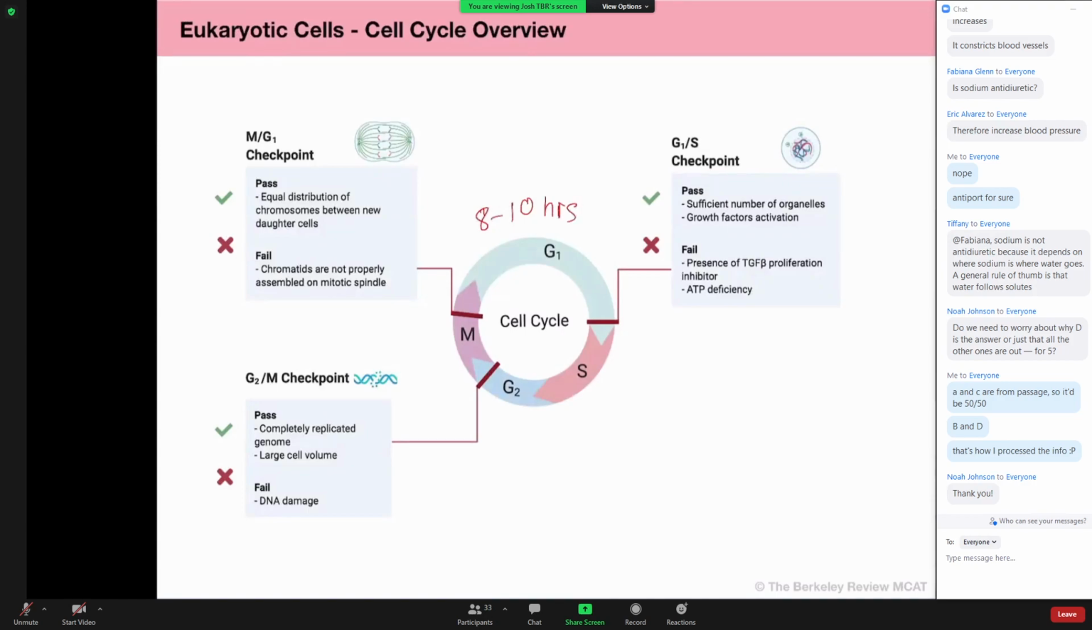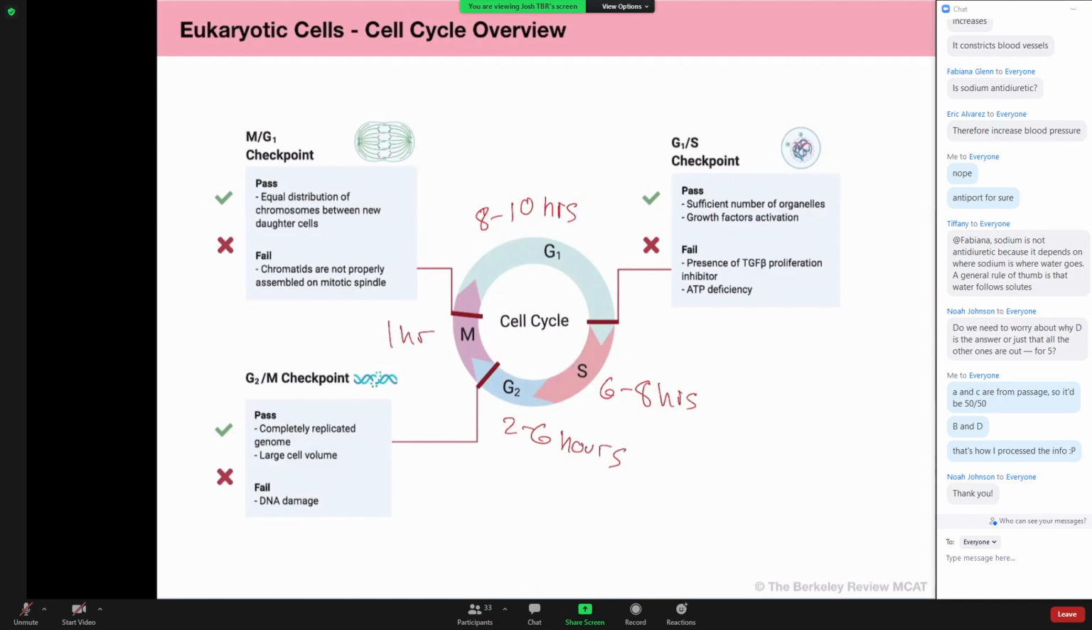Okay. And it's probably a good idea to have a general understanding of how long these take. Growth 1 takes 8 to 10 hours. Replication usually takes about 6 to 8 hours. This is for your average human cell. Growth 2, I think that's 2 to 6 hours. Mitosis is the smallest one, takes about 1 hour.